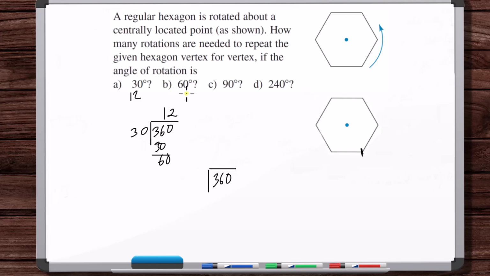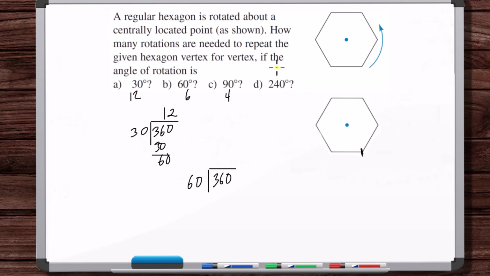Okay, here 360 is divisible by 60 as well. So we can just do 6 times 6 is 36. So this is going to be 6 rotations. Now 90, this is going to be 4 rotations to get a 360. Now this is a little bit different because we're going to have to go past 360.